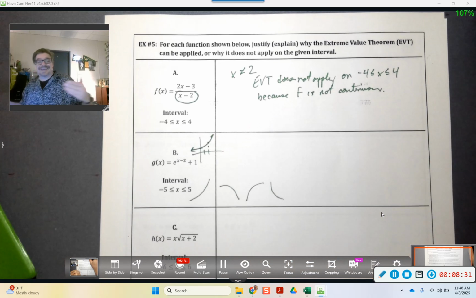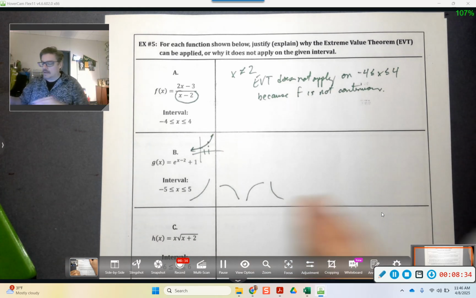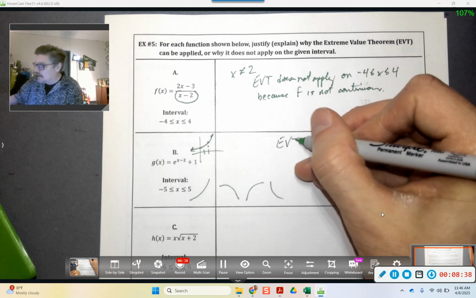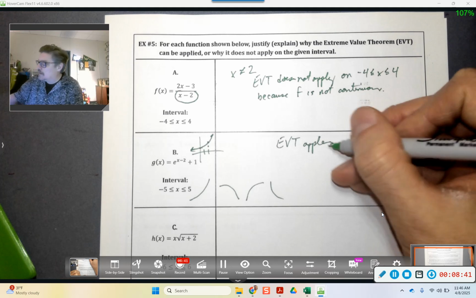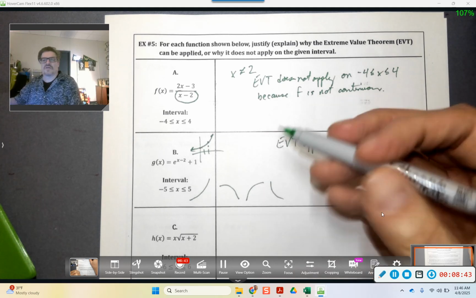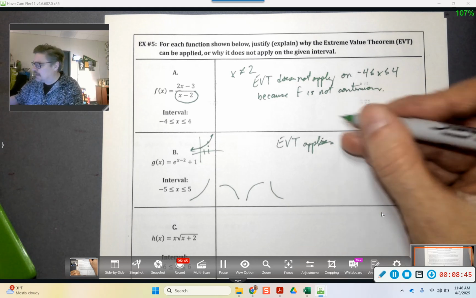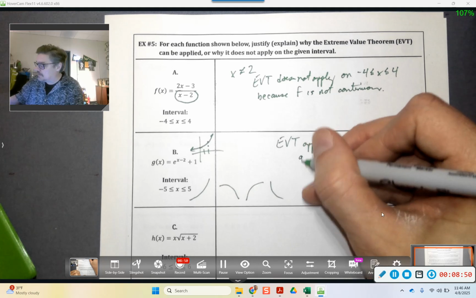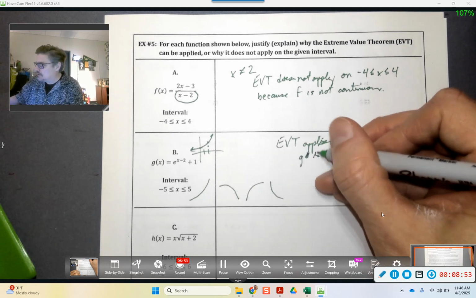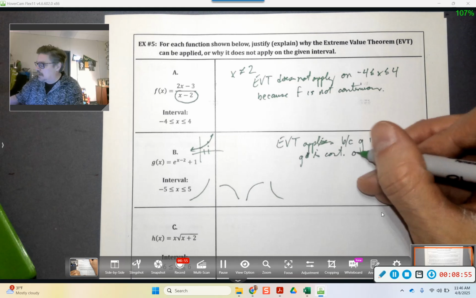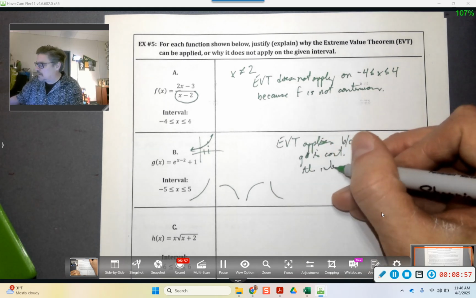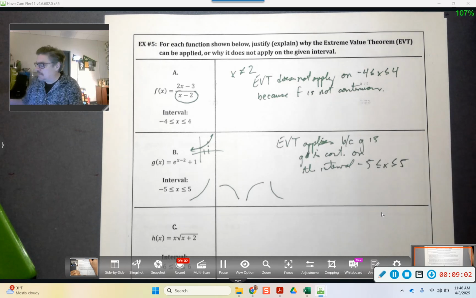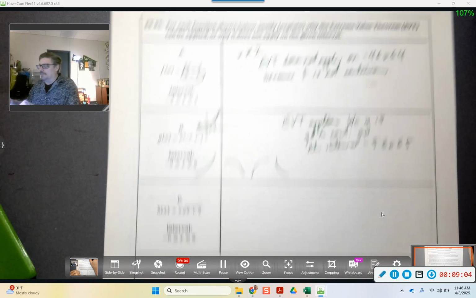Is there any issue in the domain between -5 and 5? The answer is no. So we can say EVT applies. Sorry, I'm getting sloppy writing. This kind of marker, these thin-tipped ones, make me write sloppy. Applies because g is continuous on the interval -5 to 5.